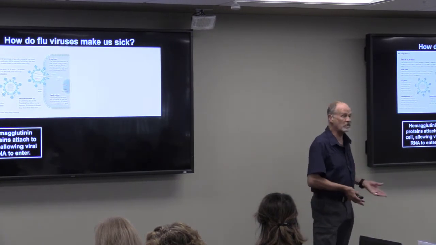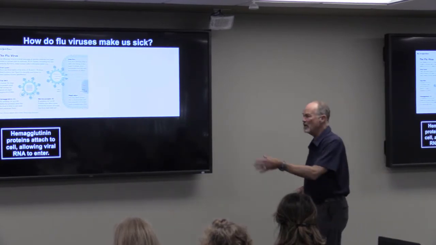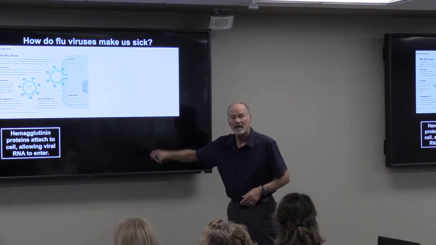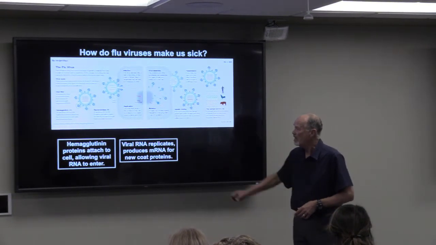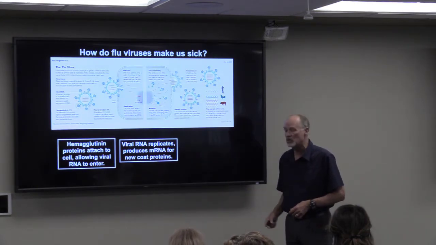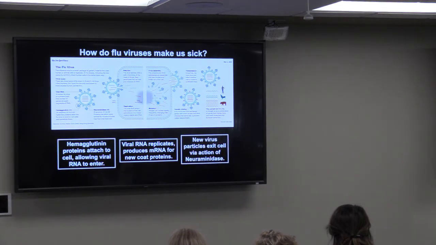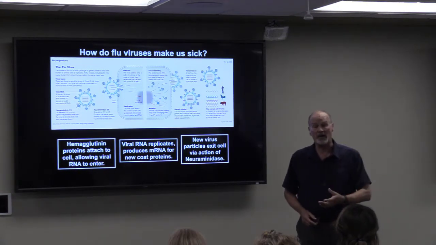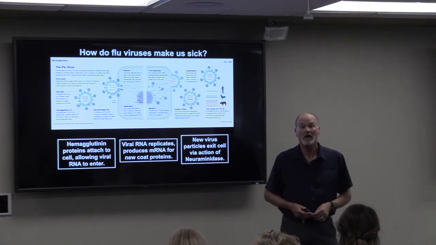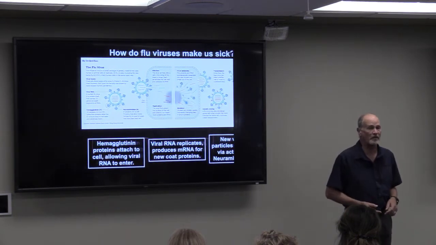So how do flu viruses make us sick? This is an illustration I copied from the New York Times. First, hemagglutinin proteins attach to the cell. That allows the viral RNA to enter. Then, once it's inside the cell, the viral RNA replicates. It produces messenger RNA for new code proteins to the virus. These particles then assemble, and virus particles exit via the action of neuraminidase. So that our cells are not only basically rendered non-functional by the virus, which causes the symptoms of flu, but our cells end up producing new virus particles, which is why the disease spreads so effectively.